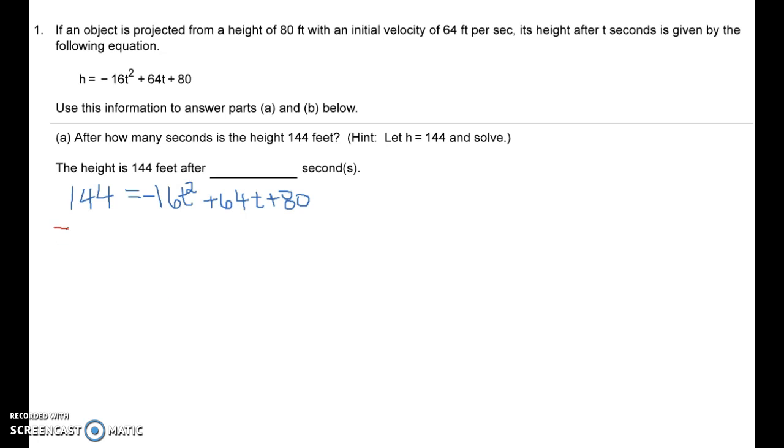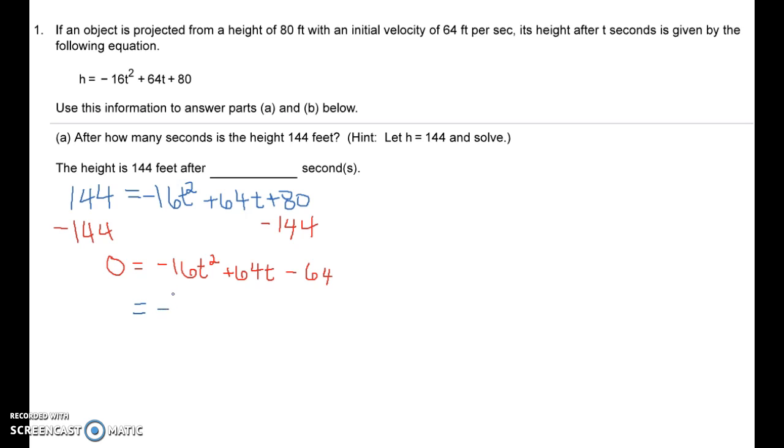So I'm going to move that 144, or you can move all three of those terms to the other side, either way. So we're going to have 0 equals negative 16t squared plus 64t minus 64. Let me just double check that real quick. Yeah, minus 64. So from here, your job is to factor, and I know in your email you said the factoring part was tripping you up, so let's see.